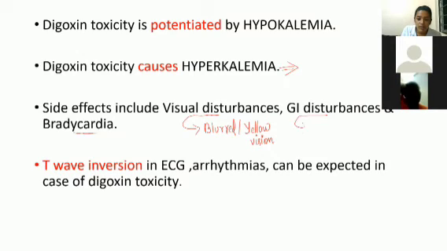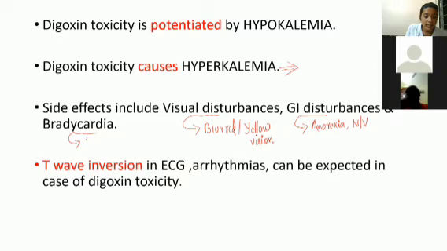In GI disturbances, we can expect anorexia. Then nausea and vomiting also we can expect as side effects of digoxin therapy. Then bradycardia, obviously it will occur, as it will decrease the heart rate. So there is one criterion for adults, for children, and for infants. So when can we start digoxin therapy, or when do we have to stop?